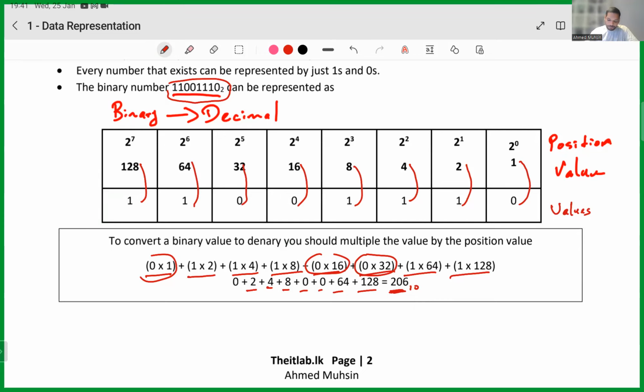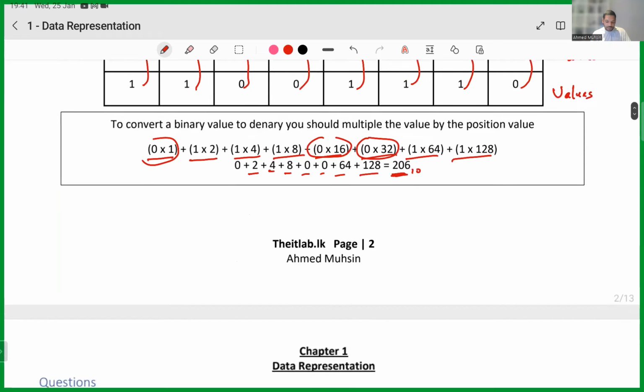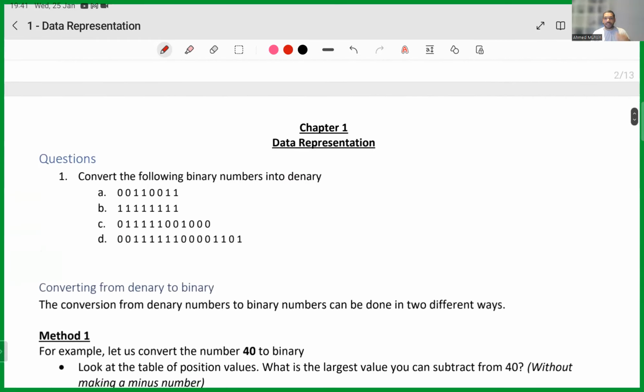If you move on to the next page, guys, there are some questions that have been given to you. So let's attempt these questions. Let's attempt this question. For example, we have this number given to us. Let me start writing it over here in a bigger format: 0, 0, 1, 1, 0, 0, 1, 1. So I have this binary number over here. I'm supposed to convert it into denary, or you can refer to it as decimal format.